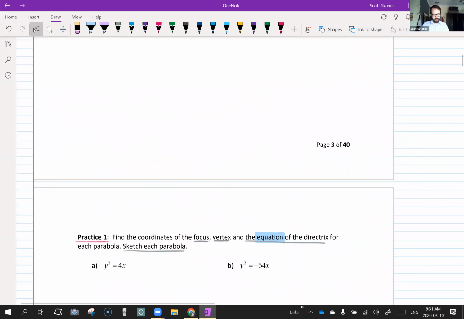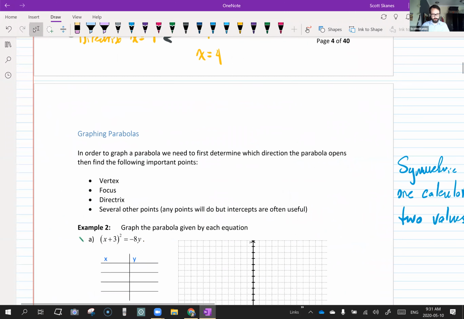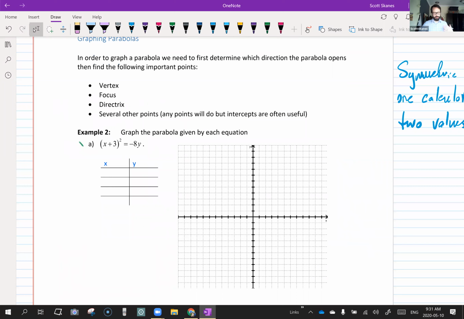So you've got lots of examples here. I've done 3. Tom did 4, so you have more than enough if you want to go back and review it. So graphing them. In order to graph a parabola, we need to determine which direction the parabola opens and find the following important points: vertex, focus, directrix, and then the 4th part here says a couple other points. So it just means determine where the 3 most important pieces are, and then use your extra points to figure out how wide or how big the parabola is.